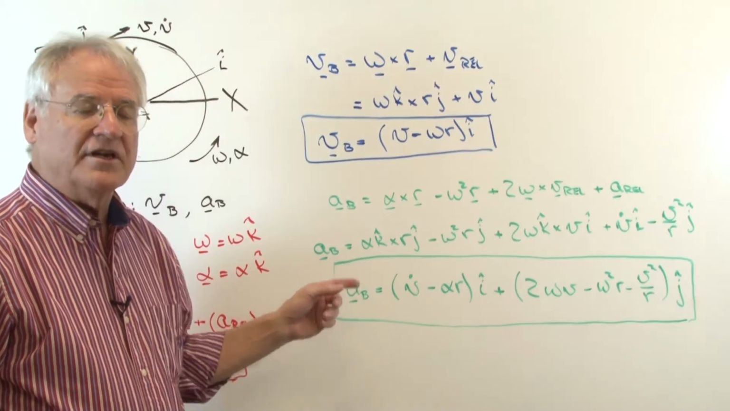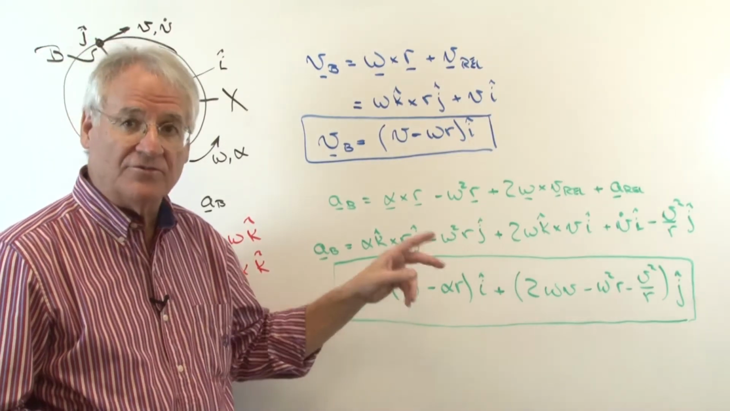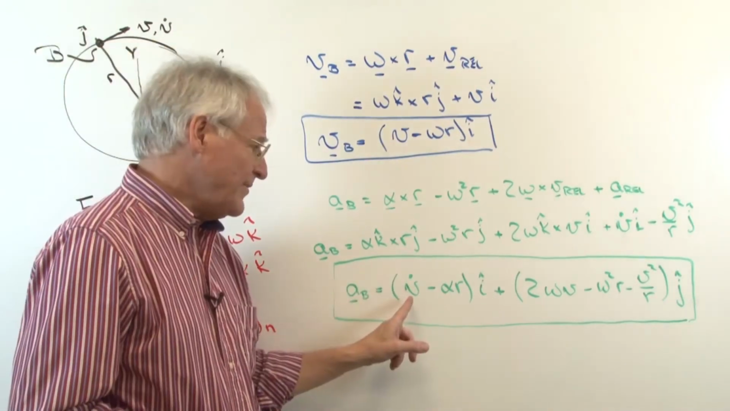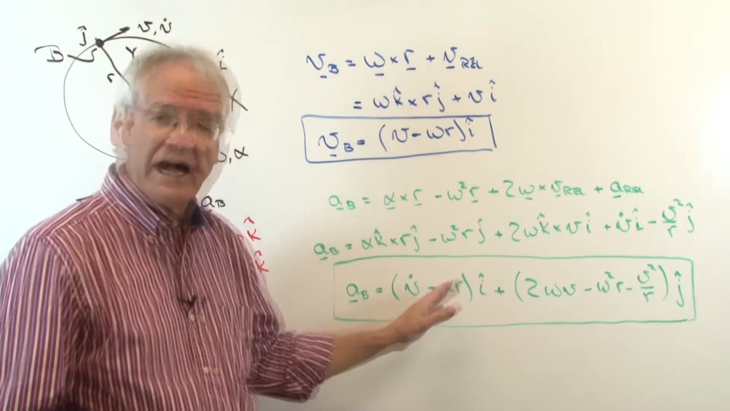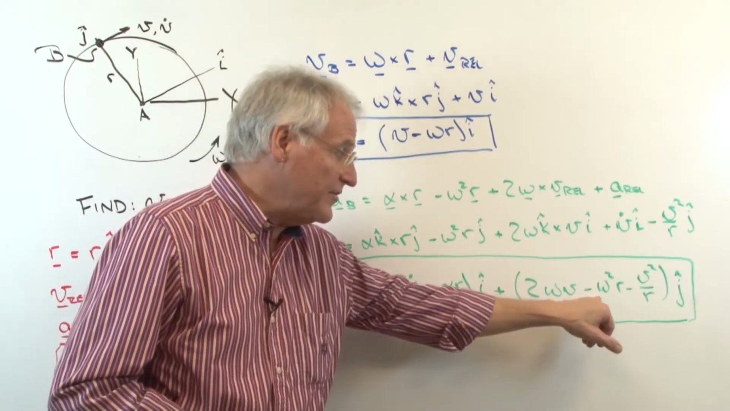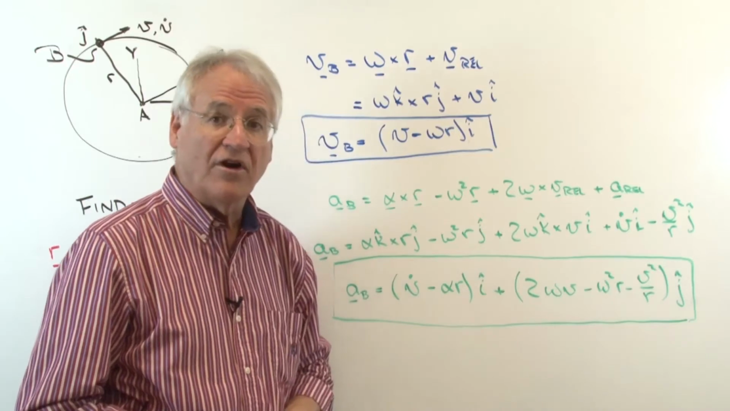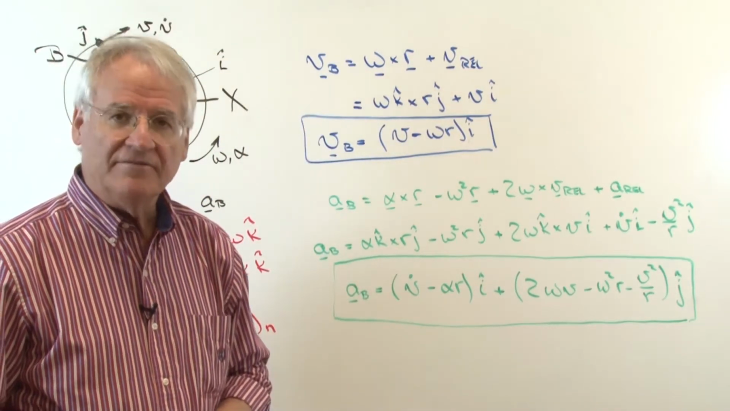The acceleration of point B with respect to the ground, expressed in terms of the unit vectors i hat and j hat, are the quantity v dot minus alpha r times i hat plus the quantity 2 omega v minus omega squared r minus v squared over r times j hat. And there you have it.